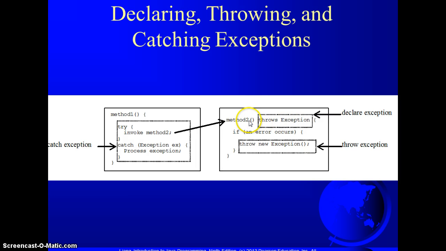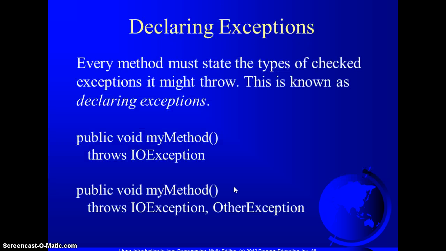Yes, because method 2 has the keyword declaring the exception here. And in method 2, if an error occurs, it's going to say throw new exception inside. So that means you are required to surround it with try-catch, and this is how you implement checked exceptions. Every method must state the types of checked exceptions it might throw. This is known as declaring exceptions.